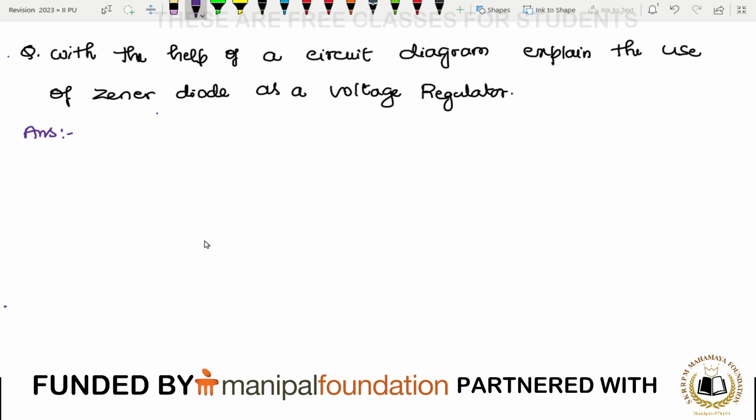Okay. Now what is a voltage regulator? If any fluctuations are on the input side, those are not reflected on the output. Output voltage remains constant. Now this regulator applies only for DC, not for AC. So which component is used here for regulation? A Zener diode is used. So we'll draw the circuit diagram.